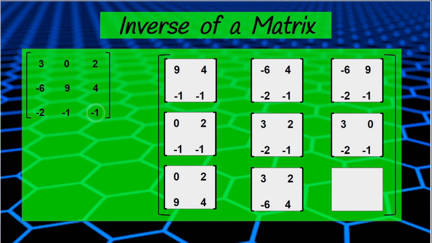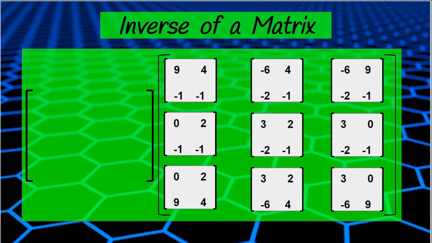Then finally, we also go to the last number, minus 1. We extend lines the same way, and we have 3, 0, minus 6 and 9 left, so we write that as a 2 by 2 matrix here. Now at this point, we have to find the determinants of all these 2 by 2 matrices that we have here. So let's begin with this one.